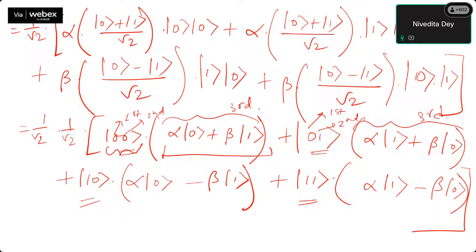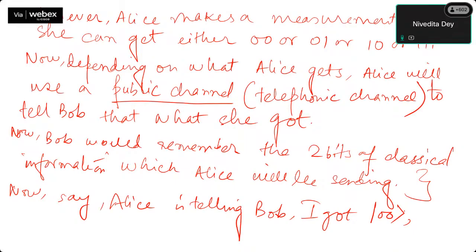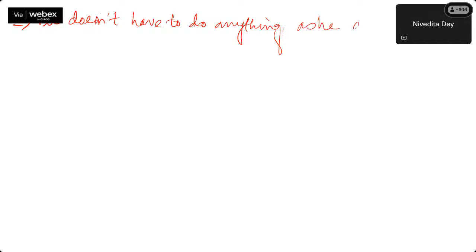So, on that note, if Alice is telling Bob that she got a 00, then that implies Bob does not have to do anything as he already received ket psi equivalent to alpha 0 plus beta 1.